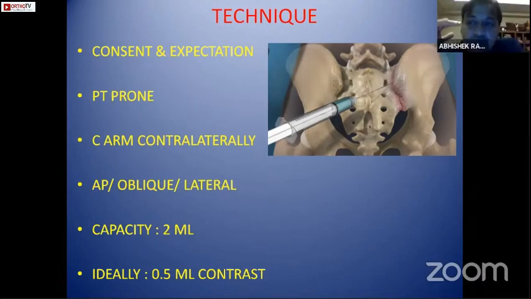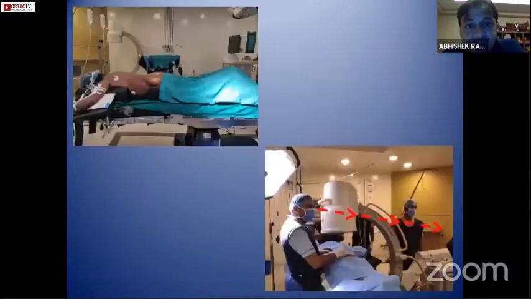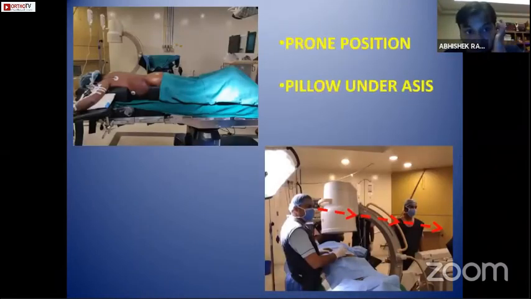So the capacity of the joint is about 2 ml. So in order to confirm the positioning of the needle, a maximal amount of about 0.5 ml of the contrast is generally injected so as to keep space for the eventual steroid in case we are aiming for a therapeutic injection.